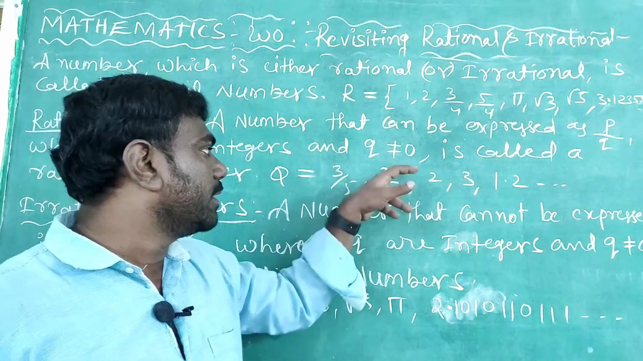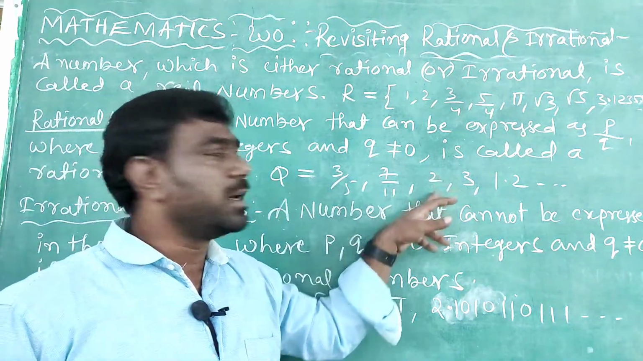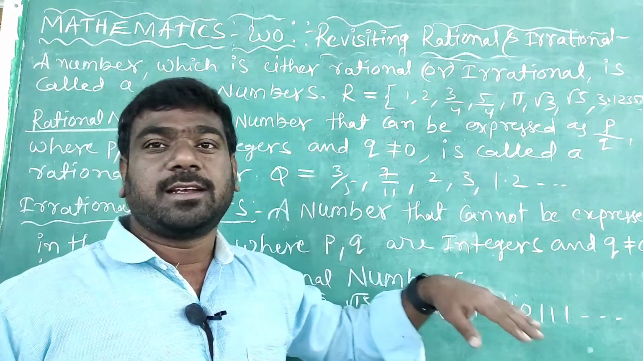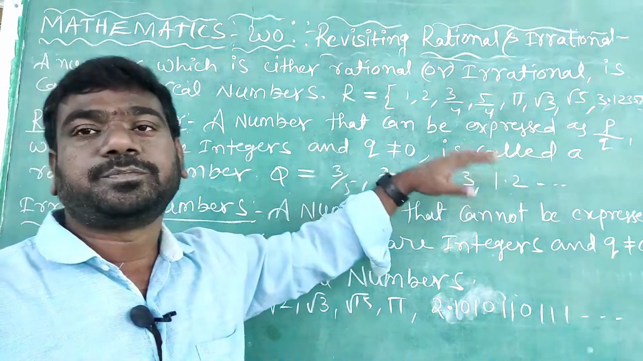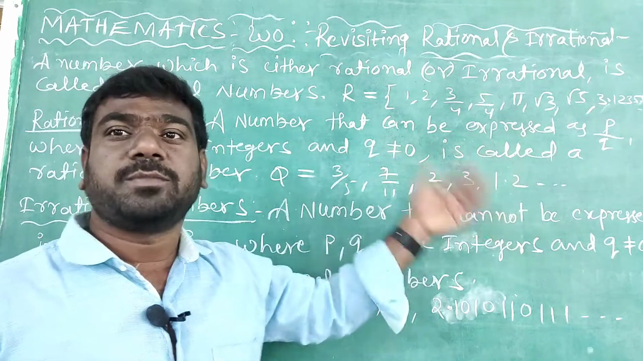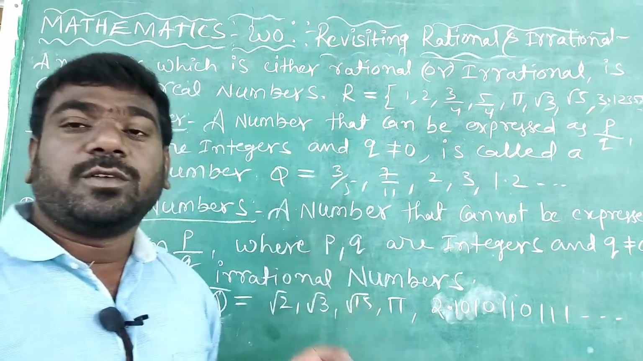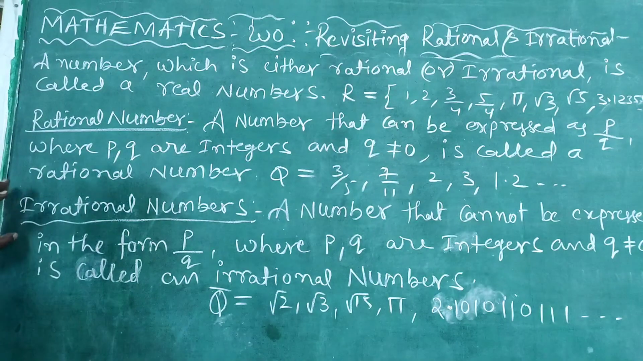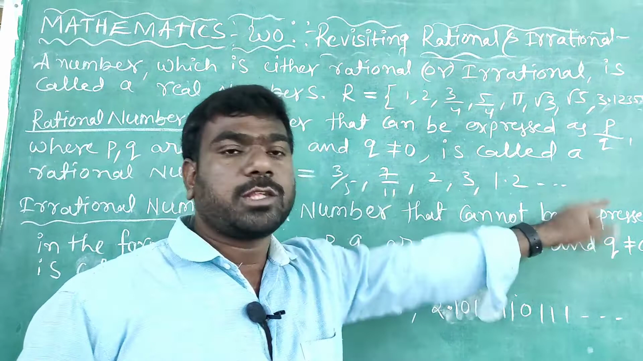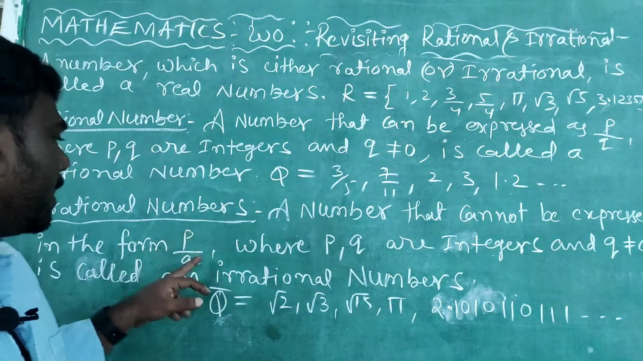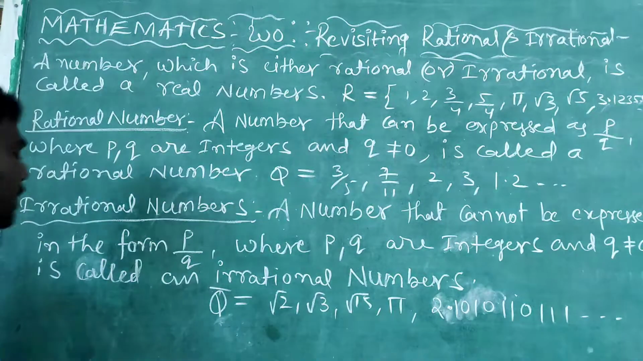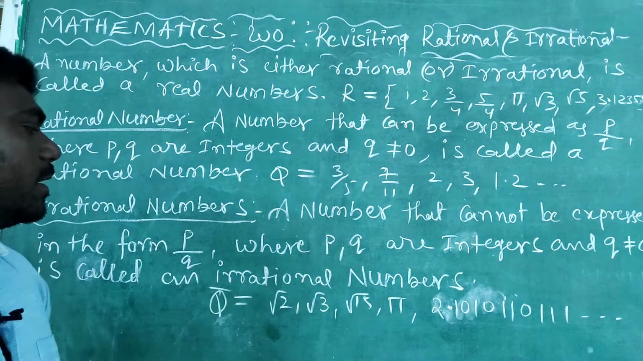Some examples here: 3 by 5, 7 by 11, 2 I can write as 2 by 1, 3 by 1. So 1.2 I can write as 12 by 10. So all are numbers which can be written in the form of p by q. Such numbers are called rational. Now the irrational number definition, how we can write it in a simple manner: a number that cannot be expressed in the form of p by q, where p, q are integers and q is not equal to 0, such types of numbers are called irrational numbers.